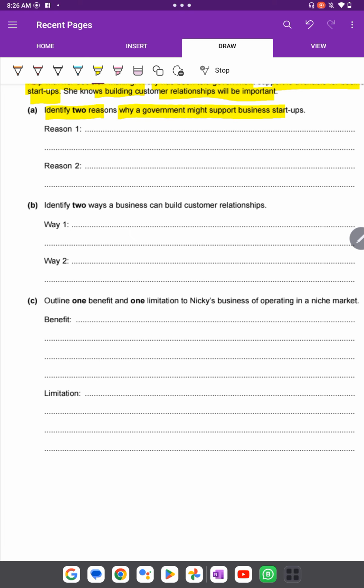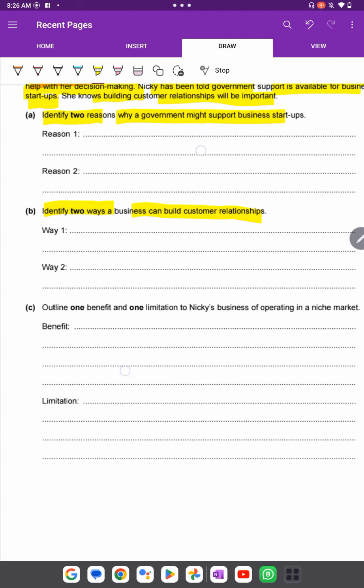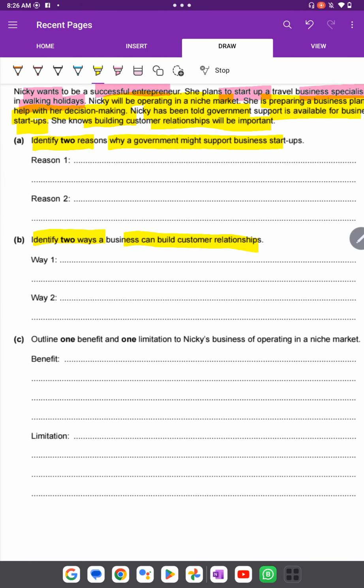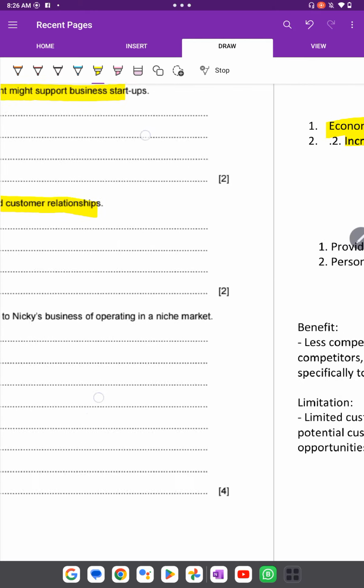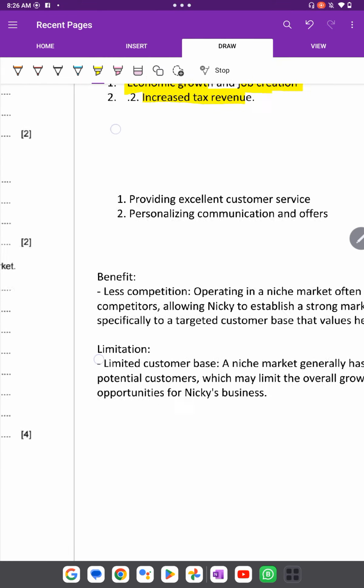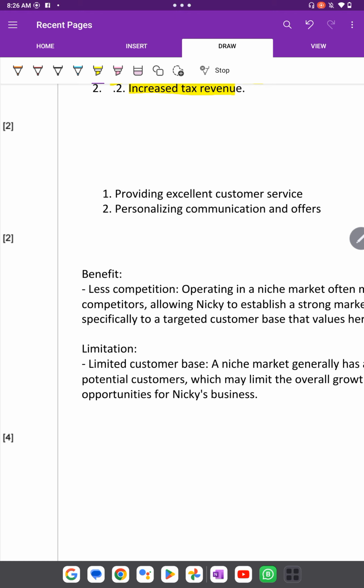Okay, so now the second question is to identify two ways a business can build customer relationships. As you can see in the case study, Nikki thinks that building a relationship with the customer is very important. So now the question is how we can build it. We have to identify two ways. There are different ways, but we only need to identify two. So the first one would be providing excellent customer service. Yes, because if you're providing good quality products and good quality services, it means that you can attract your customers, because customers always fall for the quality product and the quality service.